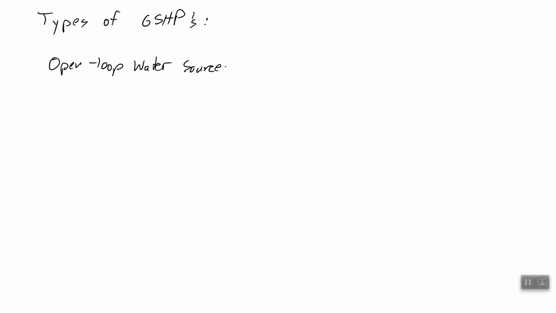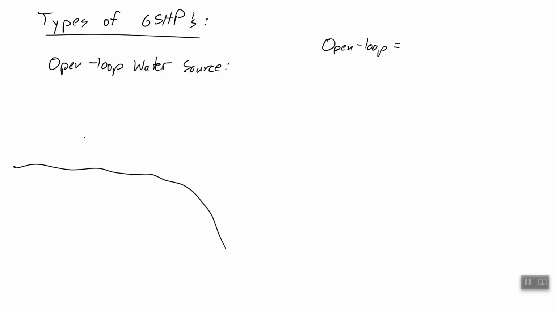All right, let's talk about different types of ground source heat pumps. Okay, so we have our first one, an open loop water source. When we use the word open loop, what we mean is the working fluid in our ground heat exchanger moves in and out of the tubes. It's honestly easier to just draw a picture.